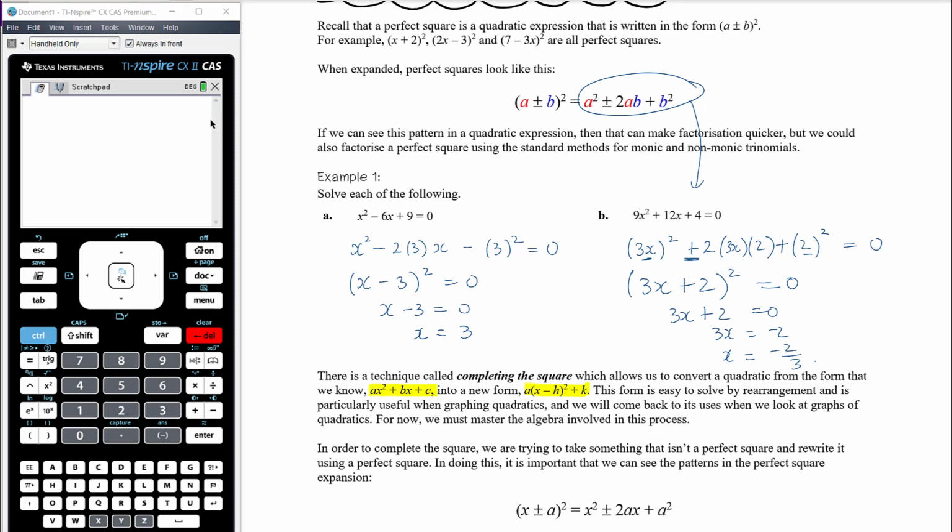And this is useful when we're solving equations, but this is also really useful when we're graphing and when we're doing all sorts of other things, inverse functions next year, all sorts of other things. There are reasons why we need to complete the square. So the aim is to convert from that form into that form.